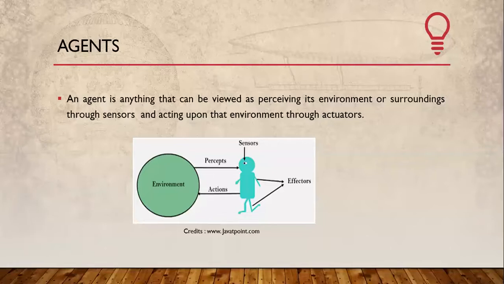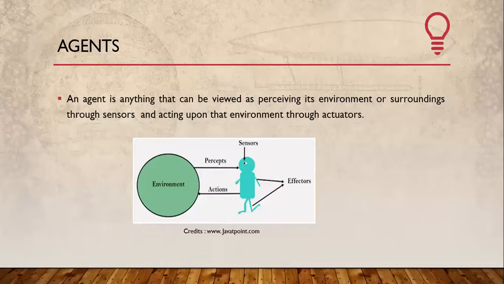The very brief meaning of sensors and actuators, I think students, we all know: a sensor is something which takes input, and an actuator is something which gives output. So what we're trying to say over here is that if an agent can sense the environment, maybe using sensors, and then acts again upon the same environment using actuators, then that concept is known as an agent.